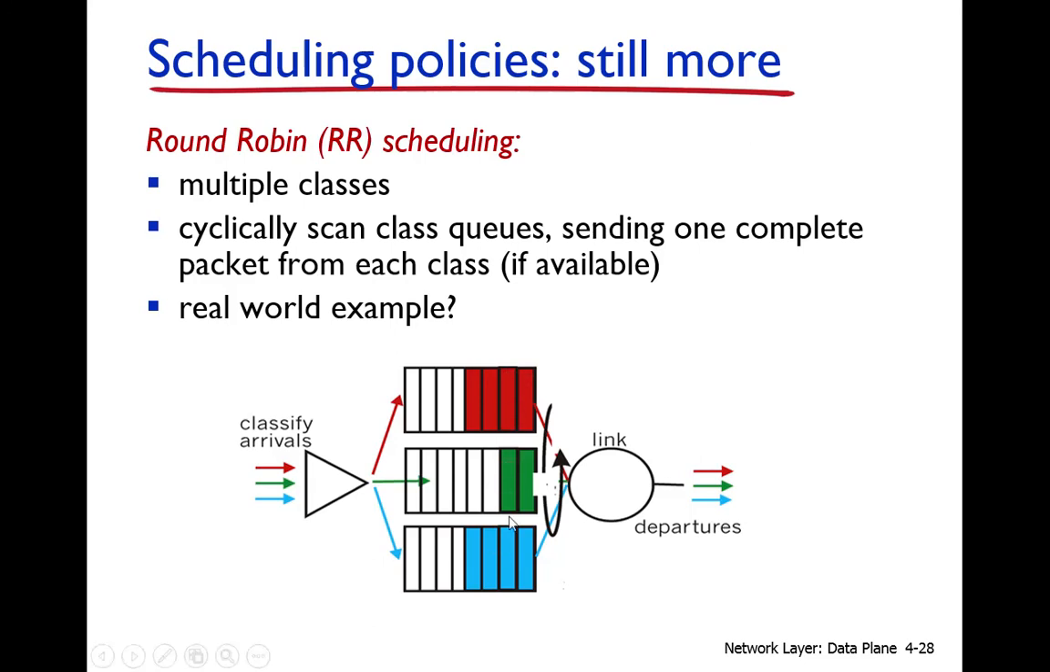In round robin scheduling, we have multiple classes. We cyclically scan class queues and send one complete packet from each class if available. A real-life example can be a bank, where we have queues for young people, for female, and for aged people. So we can have 3 queues, for female, for young, and for aged, and we can take one person at a time from each queue.